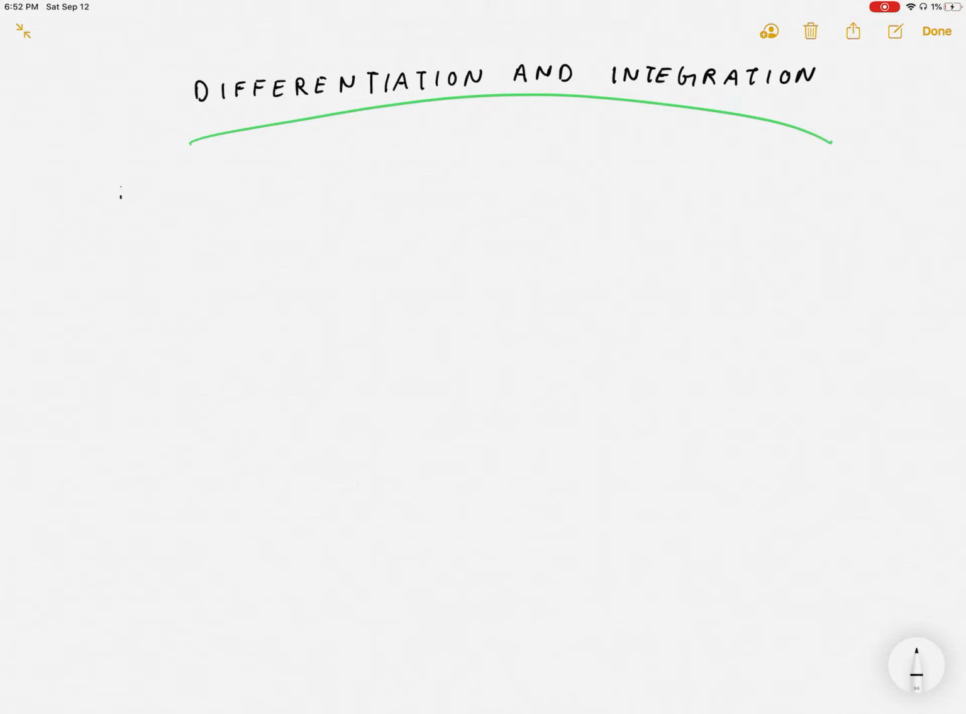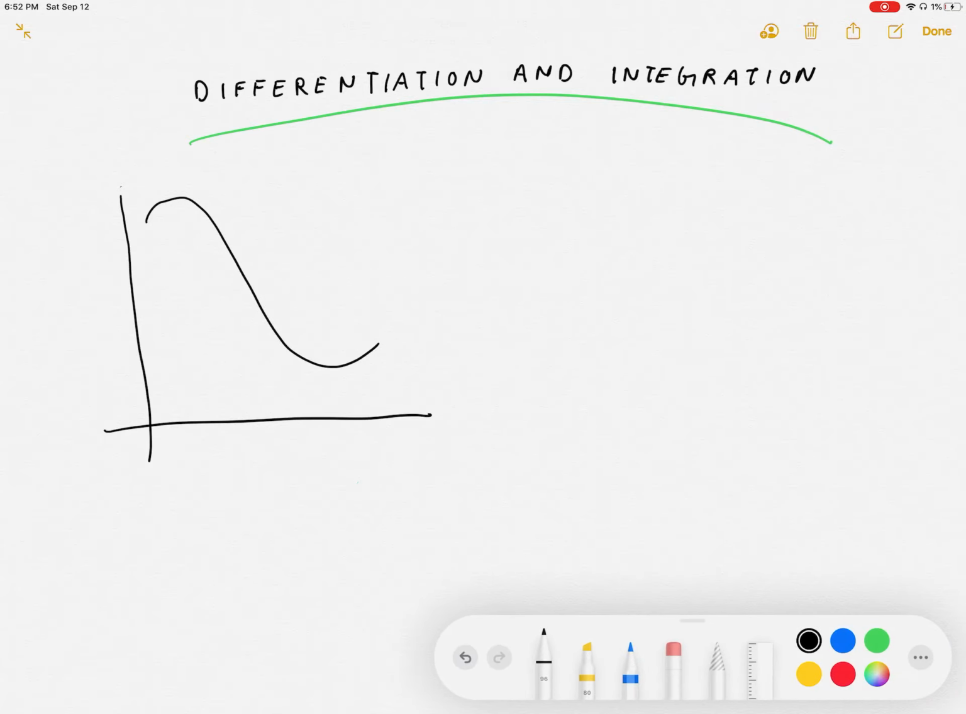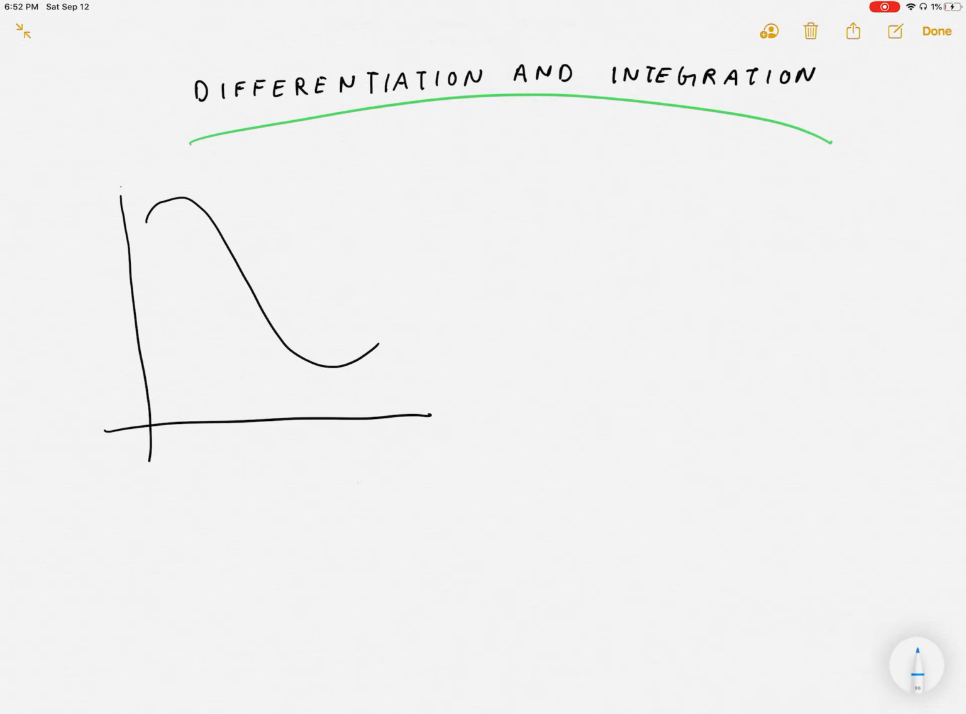So let's begin. Suppose I have a curve and I start dividing this curve into parts. I start slicing this curve. So this is one part, this is the second part, third part, fourth part, and fifth part. So now this curve is divided into five parts, and suppose the width of one of these is d.